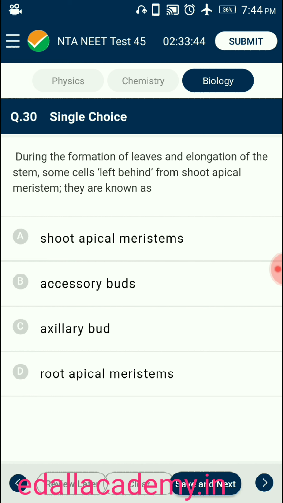Question number 30. During the formation of leaves and the elongation of the stem, some cells left behind from the shoot apical meristem are known as. During the formation of leaves and elongation of the stem, some cells left behind from the shoot apical meristem constitute the axillary bud. Such buds are present in the axils of leaves and are capable of forming a branch or a flower. So the answer for this question is option C, axillary bud.